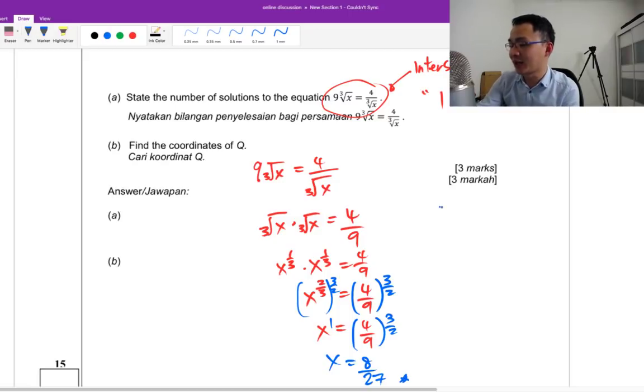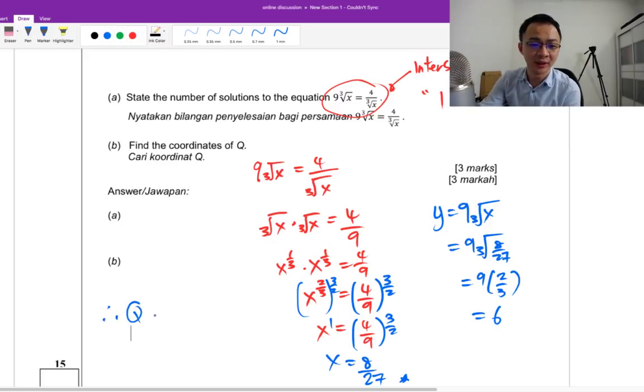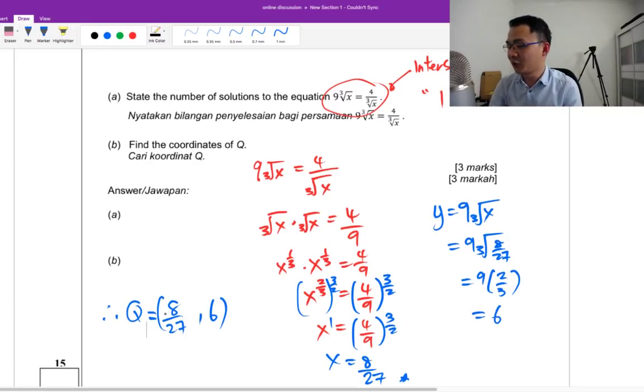But you need a coordinate, so you need to find the y as well. I can substitute into y equals 9 cube root of x, right? So I substitute my x into it. It's the cube root of 8 over 27, so it's 9 multiplied by 2 over 3. You will get 6. Therefore, the coordinate Q is 8 over 27, comma 6. Okay, this is how we do this kind of question.